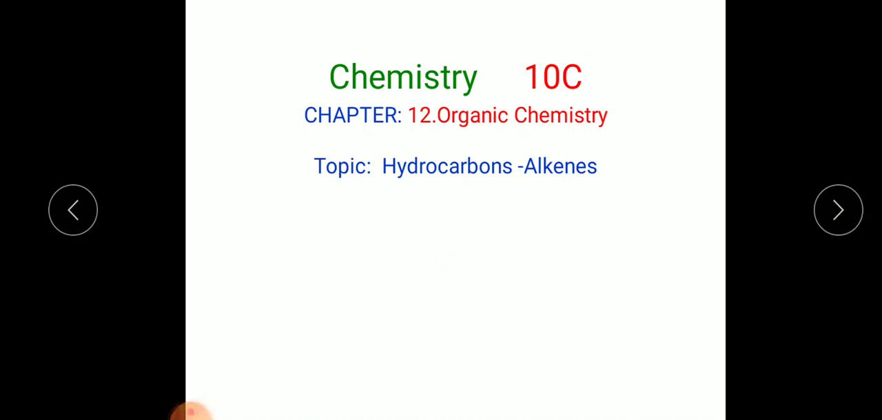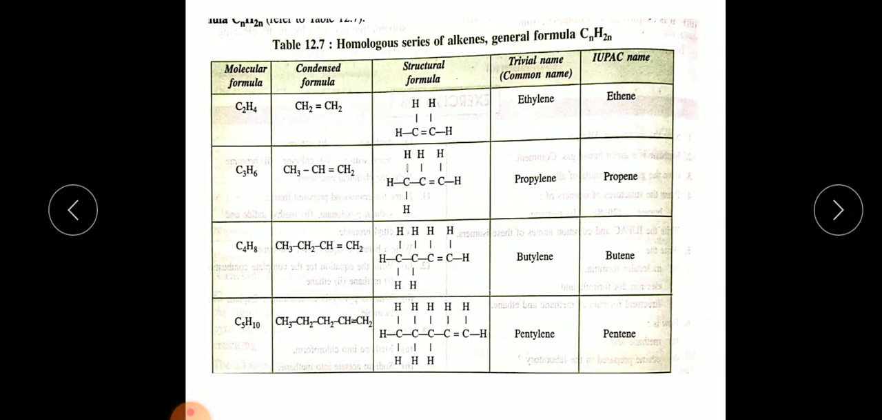Today we are going to discuss the topics alkenes and alkynes. This will be the last topic of organic chemistry. Before this, we discussed alkanes, which are saturated hydrocarbons having a single bond. Now today we'll discuss unsaturated hydrocarbons: alkenes having a double bond and alkynes having a triple bond. Now let us begin with the nomenclature of alkenes.